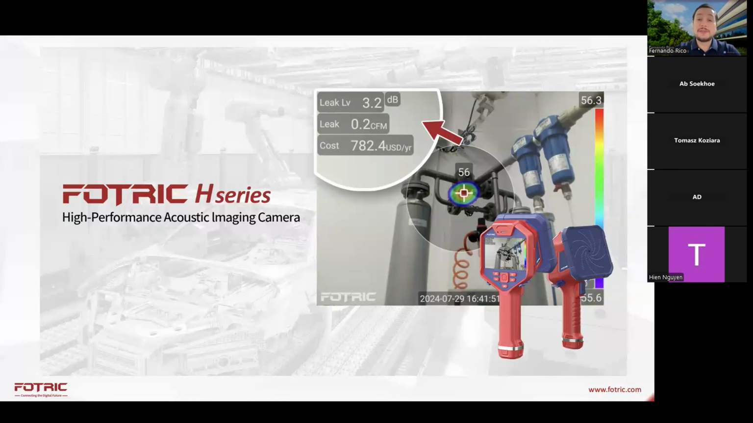Now, let's talk a little bit about leaks. What can an acoustic camera do when it comes to leaks that prevents users from guessing, spending more time at the office, and bringing error into the calculation? This is one of those instances where people ask me, so how is FOTRIC camera better than others? And I'm like, just sit, let me explain.